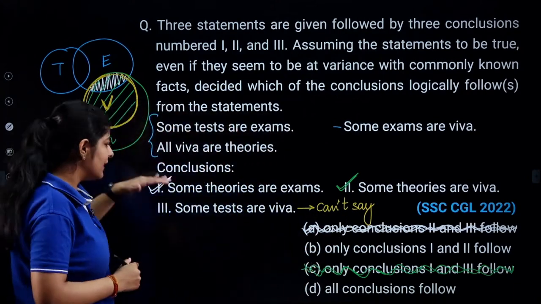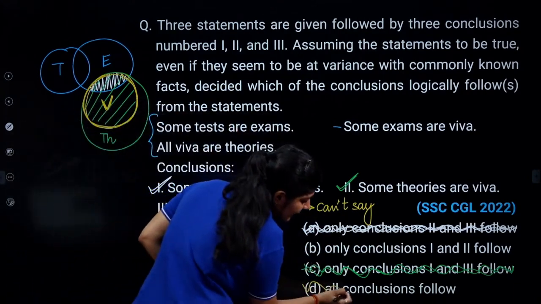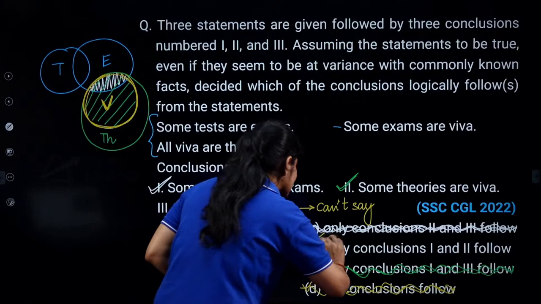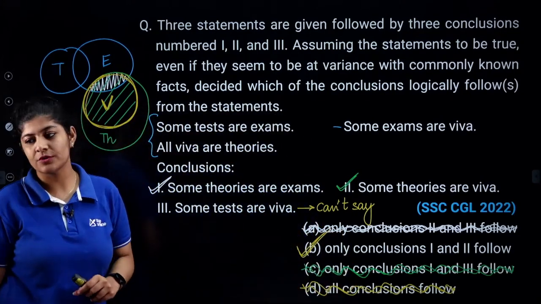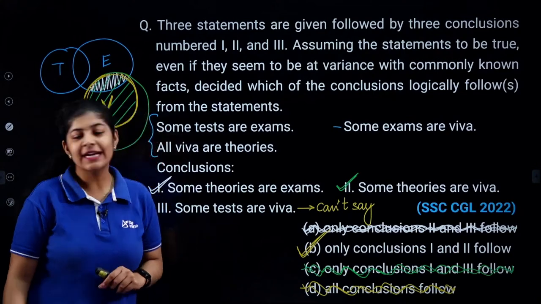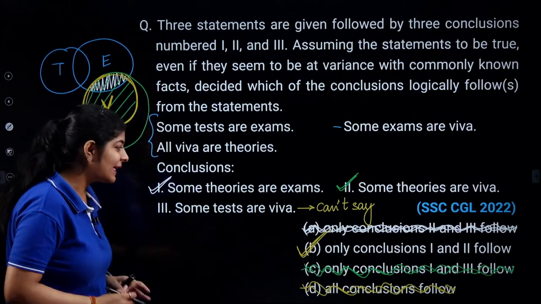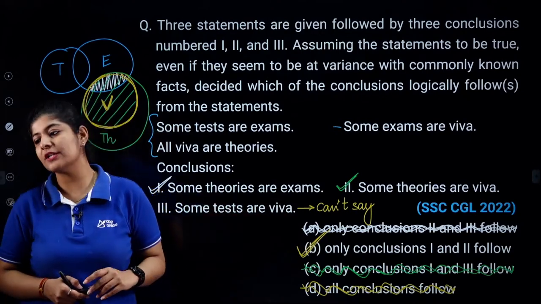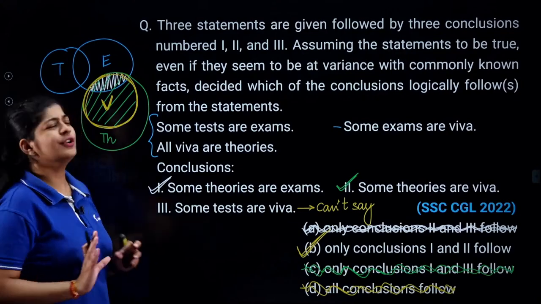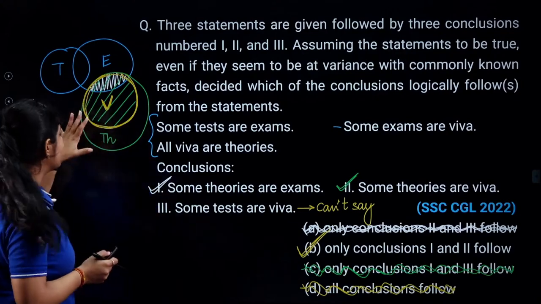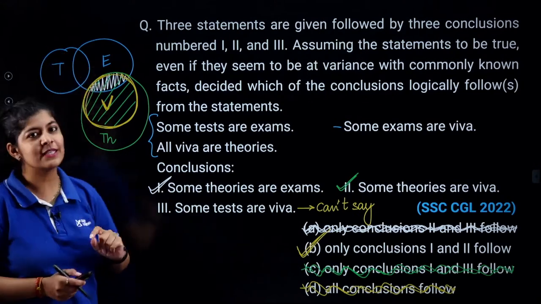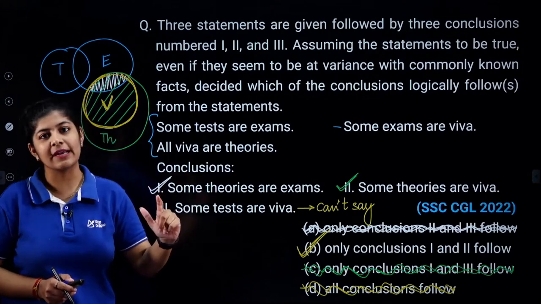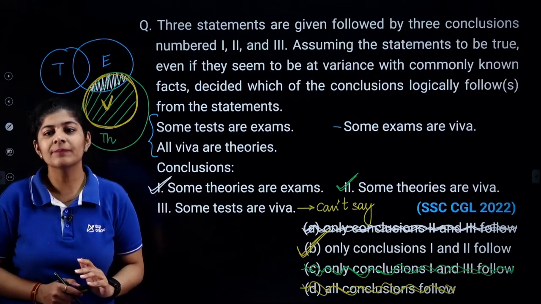So with the help of this one, we can eliminate option D as well, and we are left with just option B. So the correct answer is only first and second follow. Only conclusion first and second follow. So the correct answer over here is option number B. All you need to do is simply draw the basic diagram, and on the basis of this basic diagram, check whether your conclusions follow the diagram or not, and accordingly give the answers.